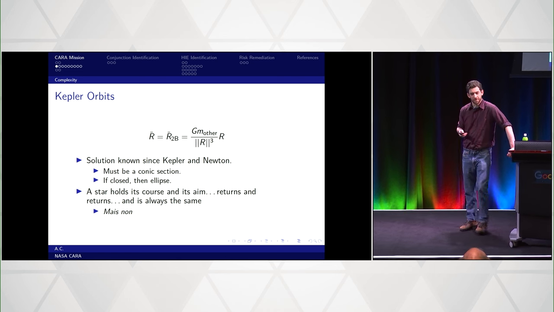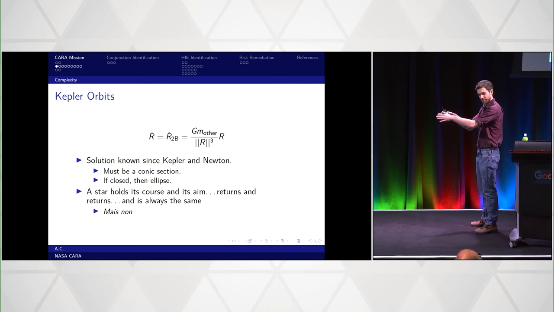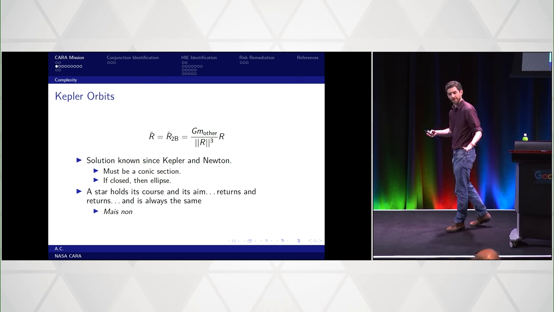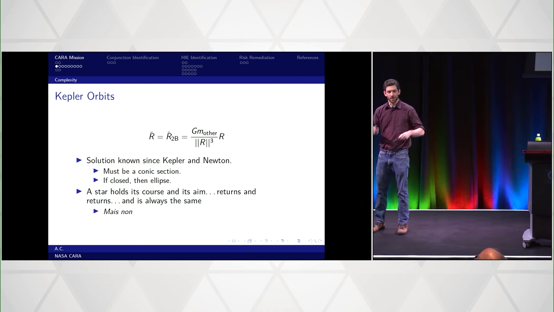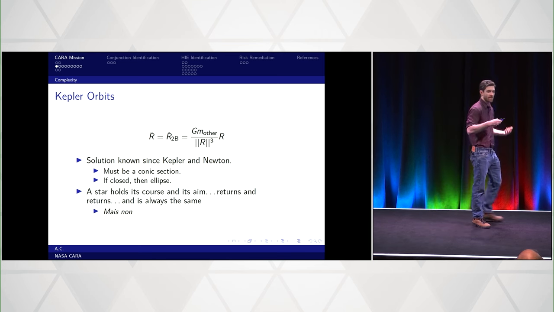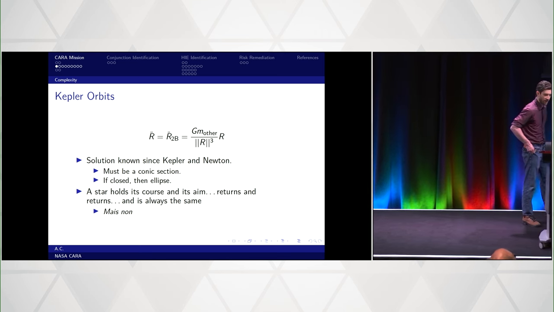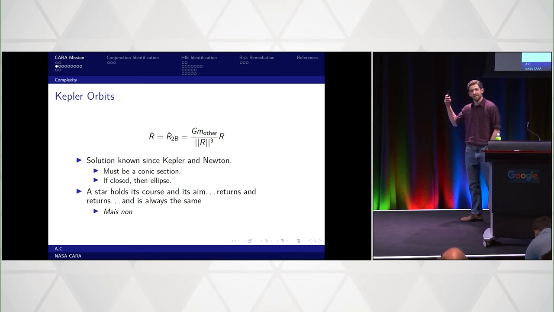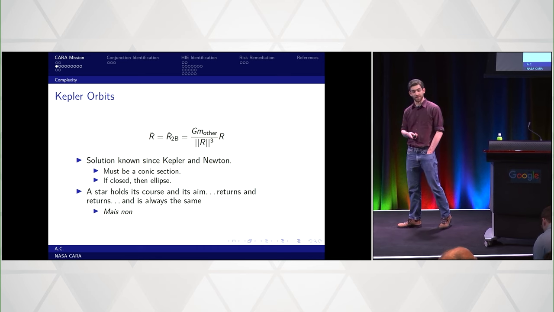So why don't I, like the physics teacher who holds up the pendulum, throws it, well, hopefully he doesn't throw it, he's going to get a bloody nose, lets it go, why doesn't he just trust that it doesn't come back and hit him in the nose? Why don't I do the same thing with orbits and just put them up in the right place so that they're not going to collide with one another? Why don't I just trust that, like the stars, my satellites are going to hold their course and their aim, return and return, and always be the same?